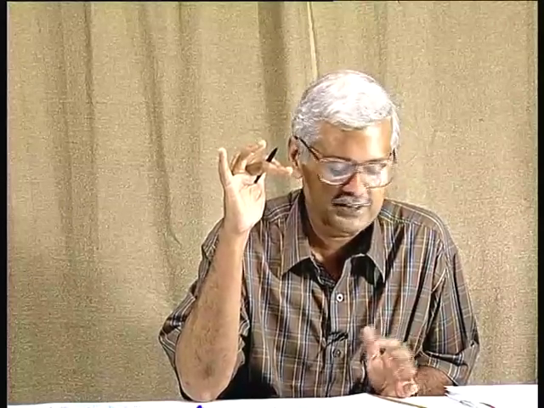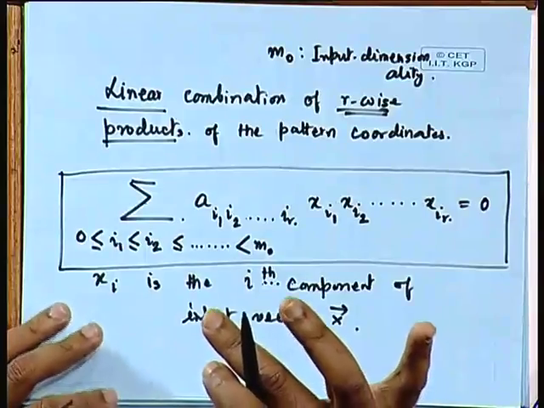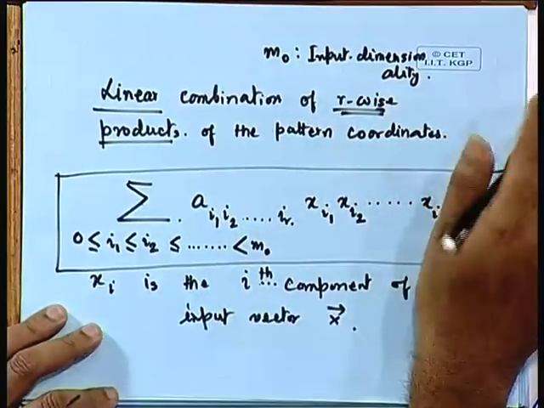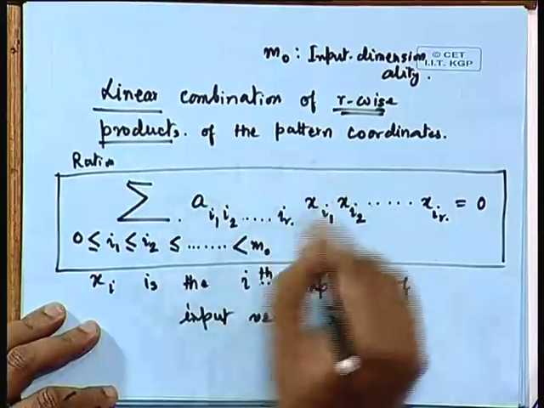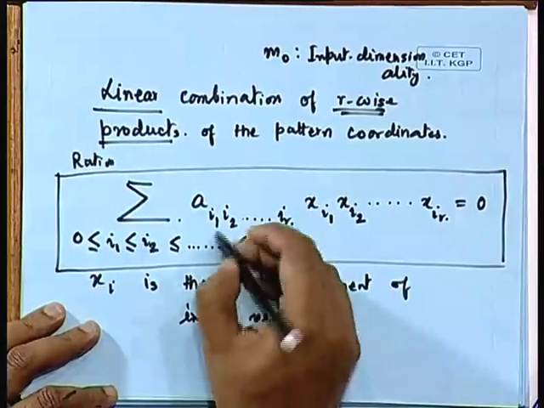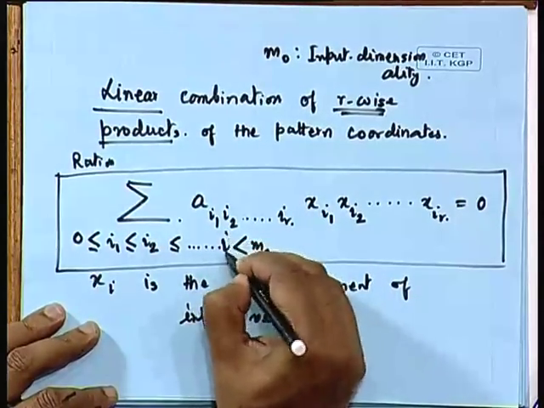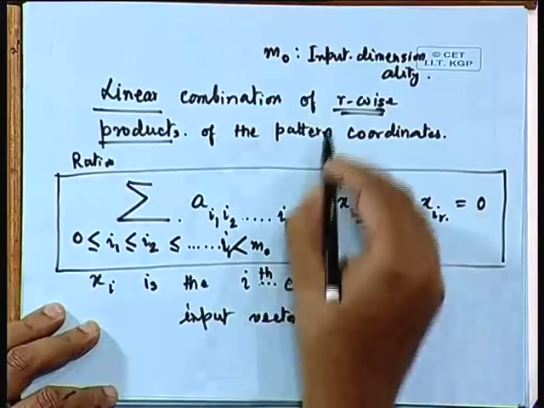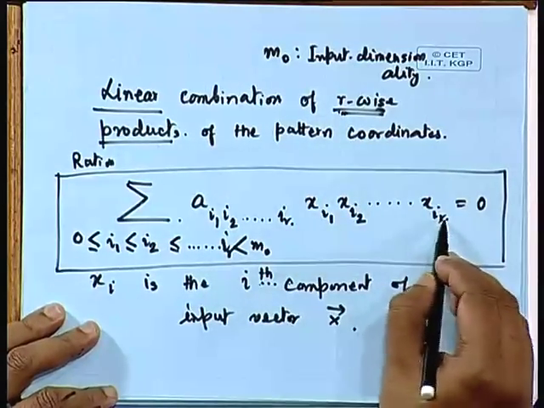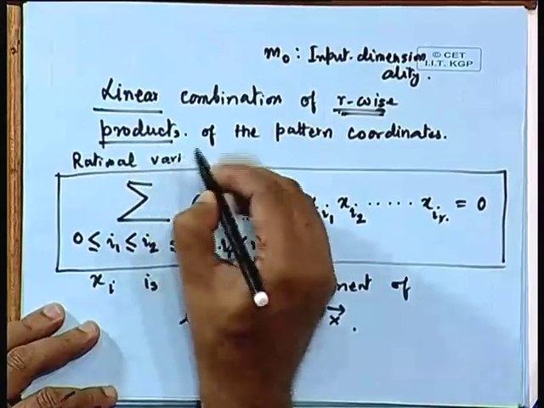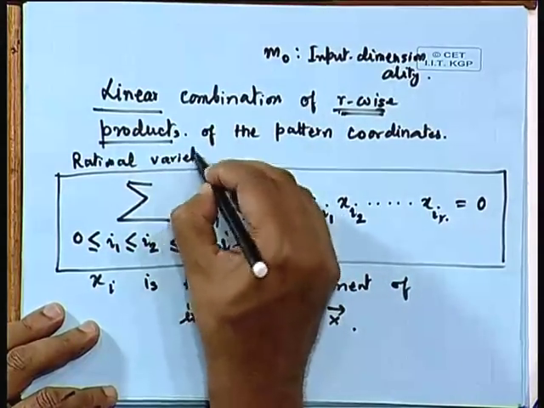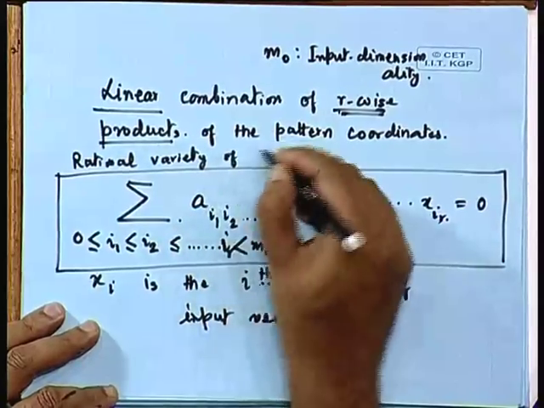This is a very general form of representation and we call it the rational variety of order r. Here it is order r because we are going up to IR. So, here it is r terms. So, we are going up to IR. So, this is called the rational variety of order r, rational variety of rth degree we can say.